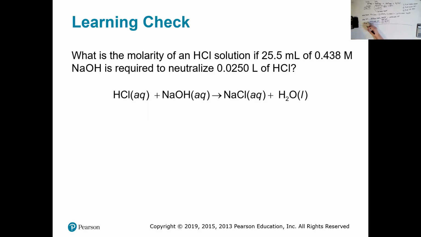Here they're telling us that we have 0.0250 liters of HCl, and we have 25.5 milliliters of 0.438 molar NaOH. Okay. But the reaction's the same. So we're going to be able to reference our first reaction when we answer this question.